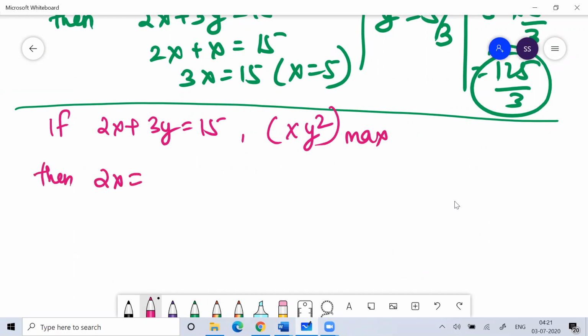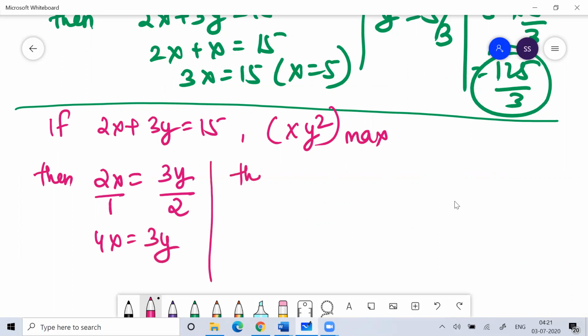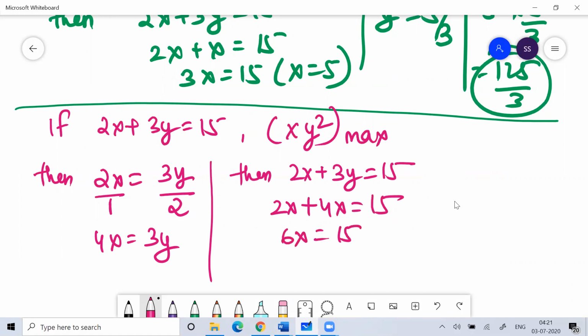If the sum is constant and you want the maximum value, then 2x by 1 will be equal to 3y by 2. You can use the same logic. So I can say that 4x is equal to 3y. Then 2x plus 3y is equal to 15. In place of 3y, I can write 4x, so 6x is equal to 15. So x is equal to 5 by 2.